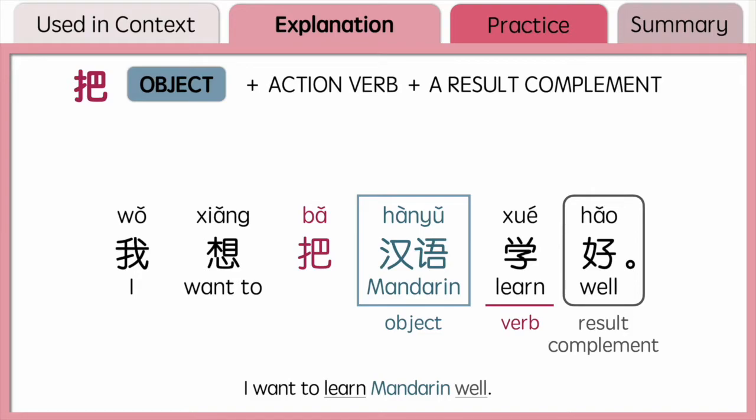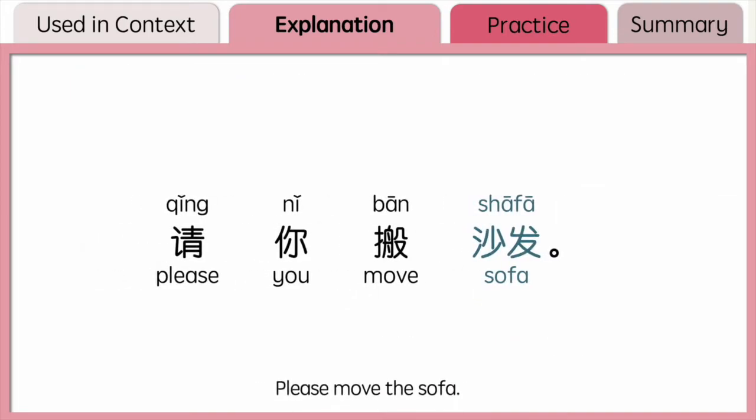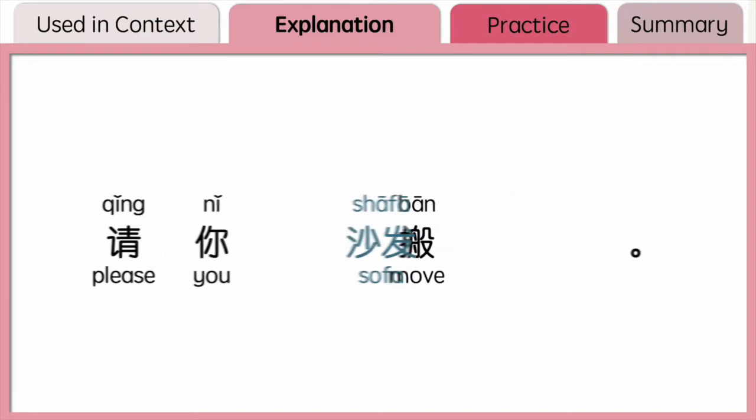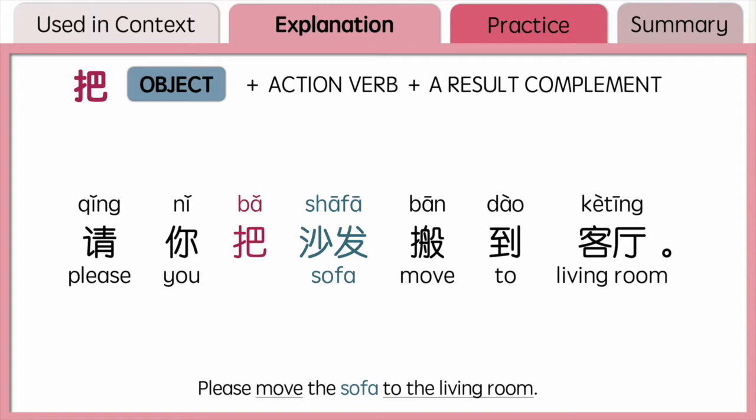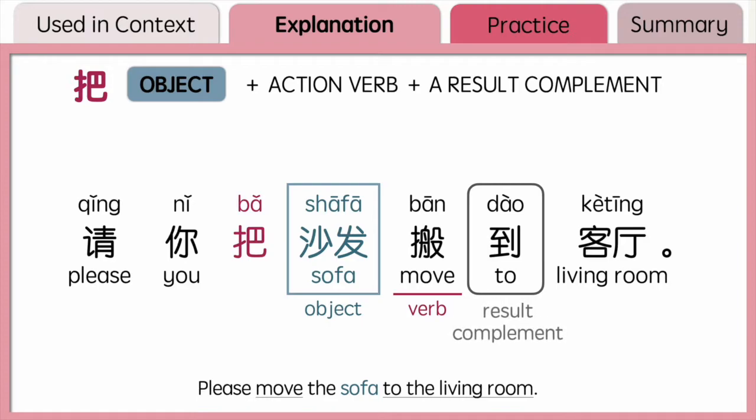请你搬沙发. Please move the sofa. Note that without 把, this sentence doesn't indicate where the sofa should be moved to. It just means, please move the sofa. 请你把沙发搬到客厅. Please move the sofa to the living room. As you can see, with the 把 structure, you can specify where you want to move the sofa to. The object comes right after 把, then followed by the action verb and the result complement.